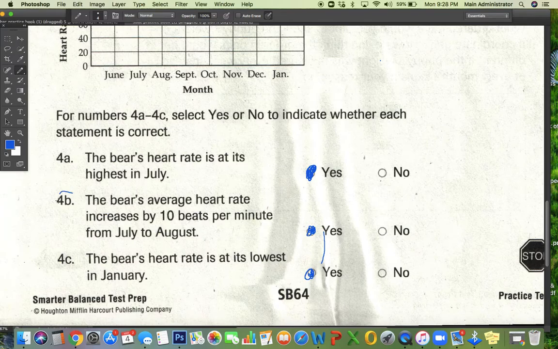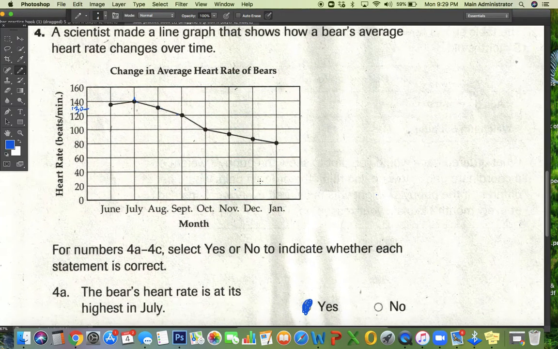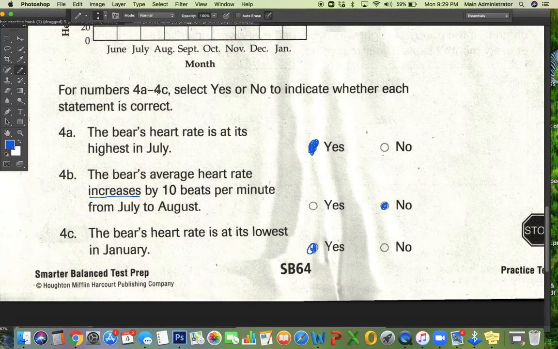I'm going to check on 4B one more time. The bear's average heart rate increases. Oh, excuse me, I'm reading that wrong. I knew it. Increases. No, it doesn't increase. It decreases. So, that's wrong. Okay. Tricky. I got tricked. It says it increases, and I just read it as decreases because I saw that it goes down from July to August, but that's why it's no. Didn't increase. All right, and that's it for SB63 and 64.